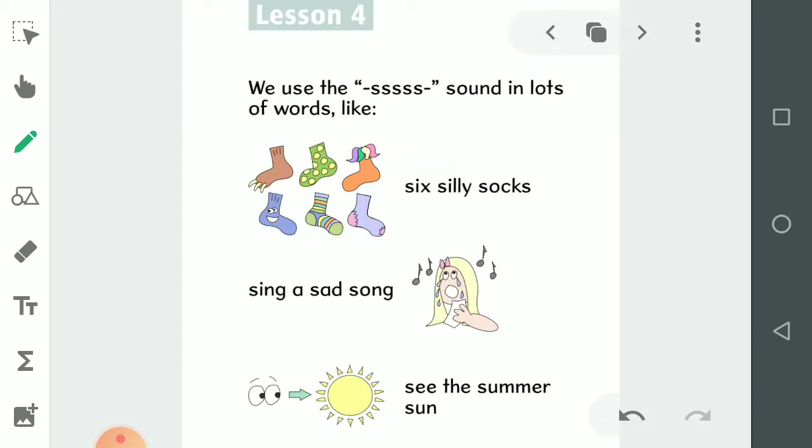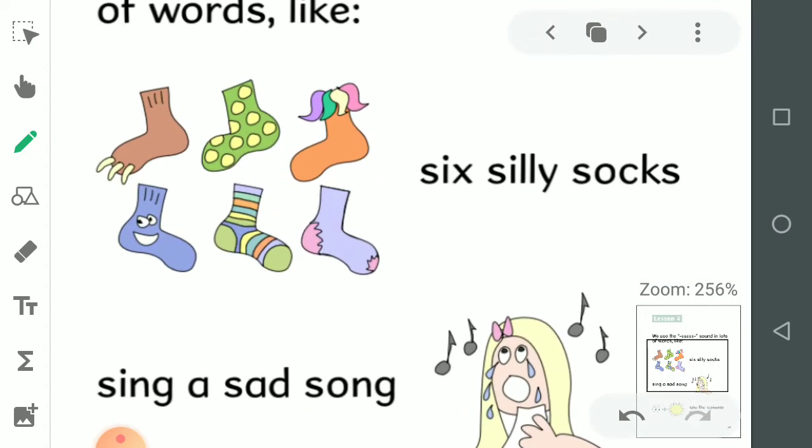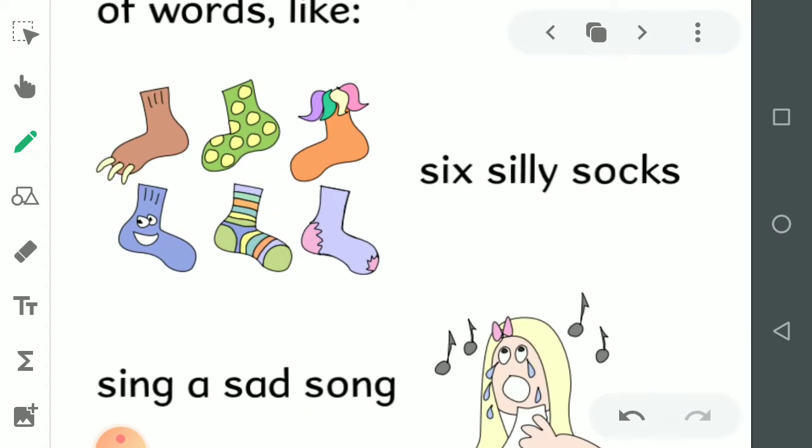We use the sound in lots of words. Can you remember something that we see in these pictures? Socks. How many socks are here? 1, 2, 3, 4, 5, 6. Six silly socks. See these silly socks? Six silly socks. Six is starting with sss, and silly. Silly socks. Socks.